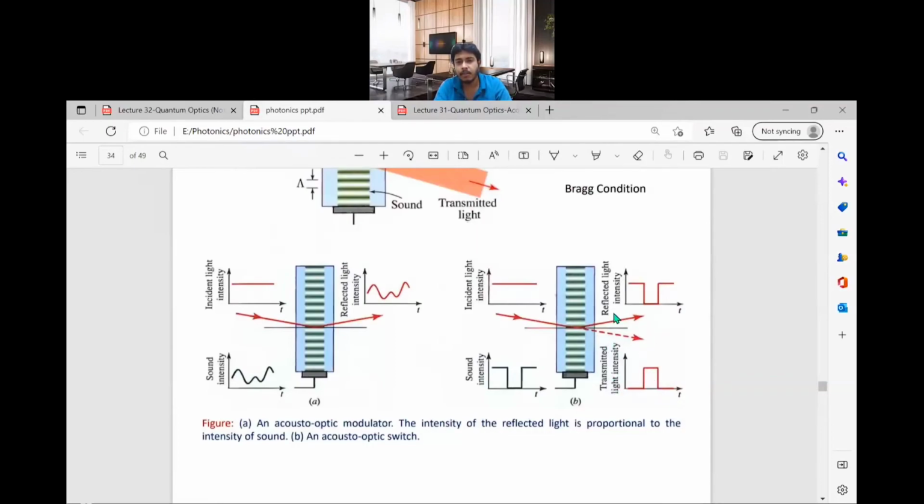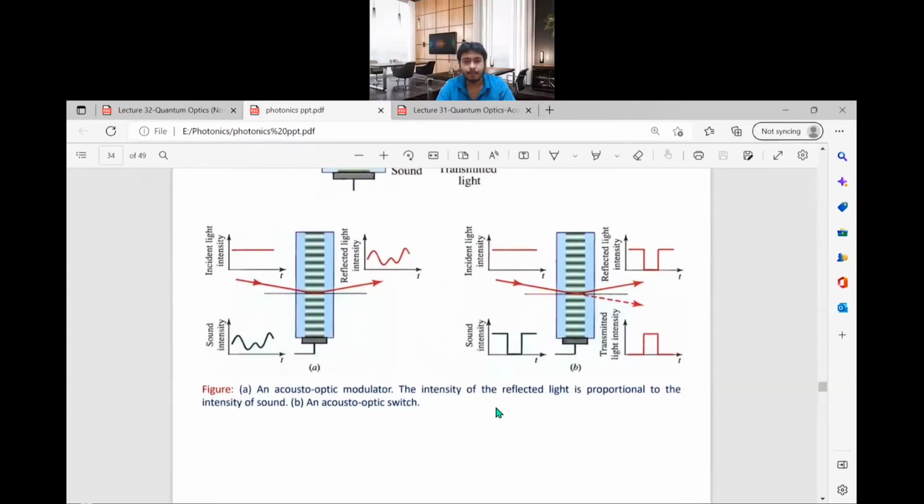So this is the transmitted light intensity. This is the reflected light intensity. Depending upon the sound intensity, if it is high, you will get the reflected light and not the transmitted light, and if the sound intensity is 0, you will get the transmitted light and not any reflected light. So in this way, you can modulate the incident light with this sound. This is known as the acoustic modulator.